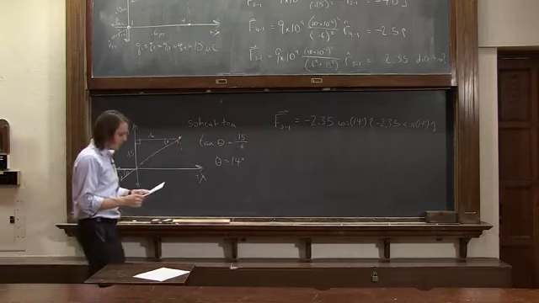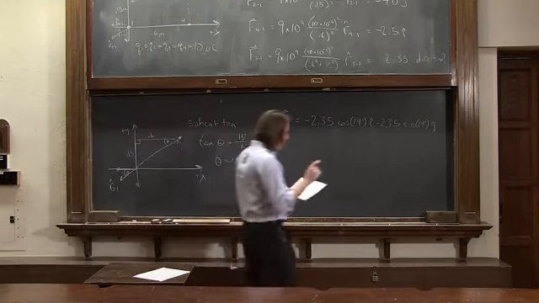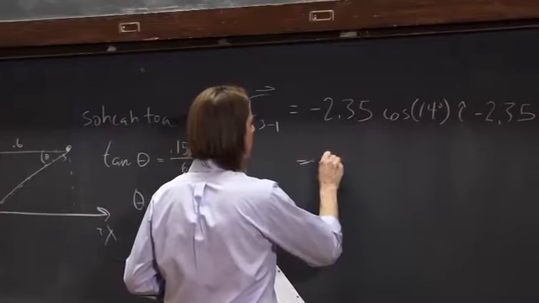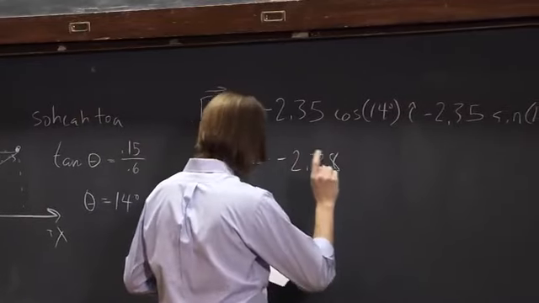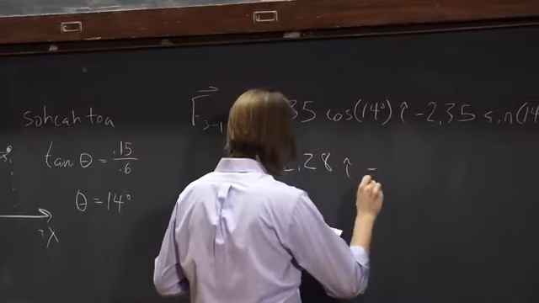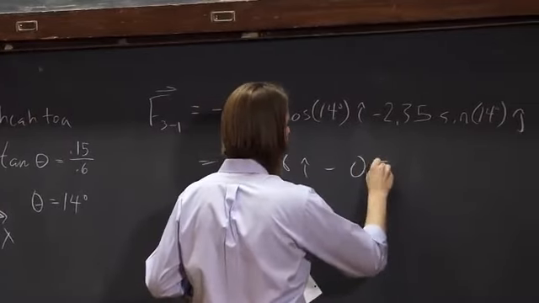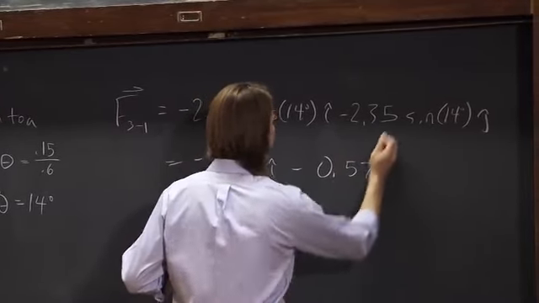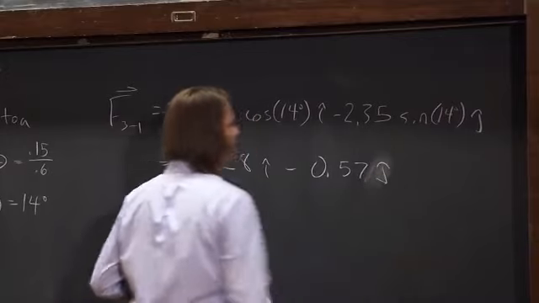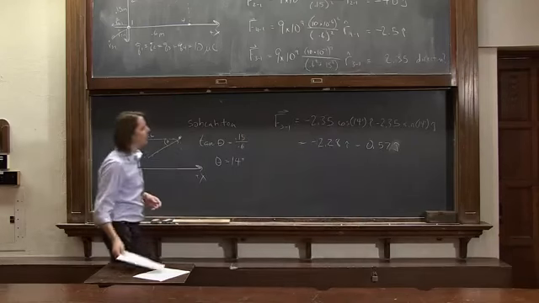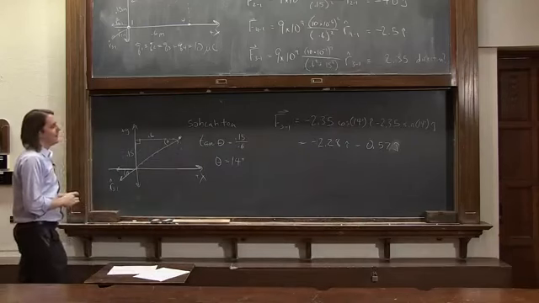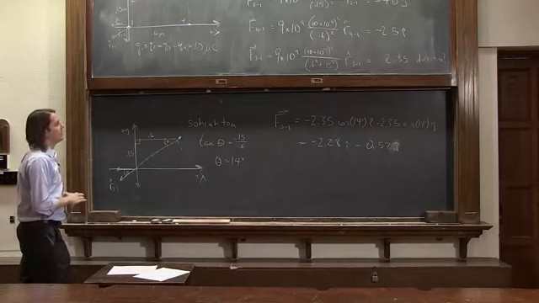So if you put those together, you get minus 2.28 newtons I hat minus 0.57 newtons j hat. So there, we've broken the F31 into the two Cartesian components on the two Cartesian axes.